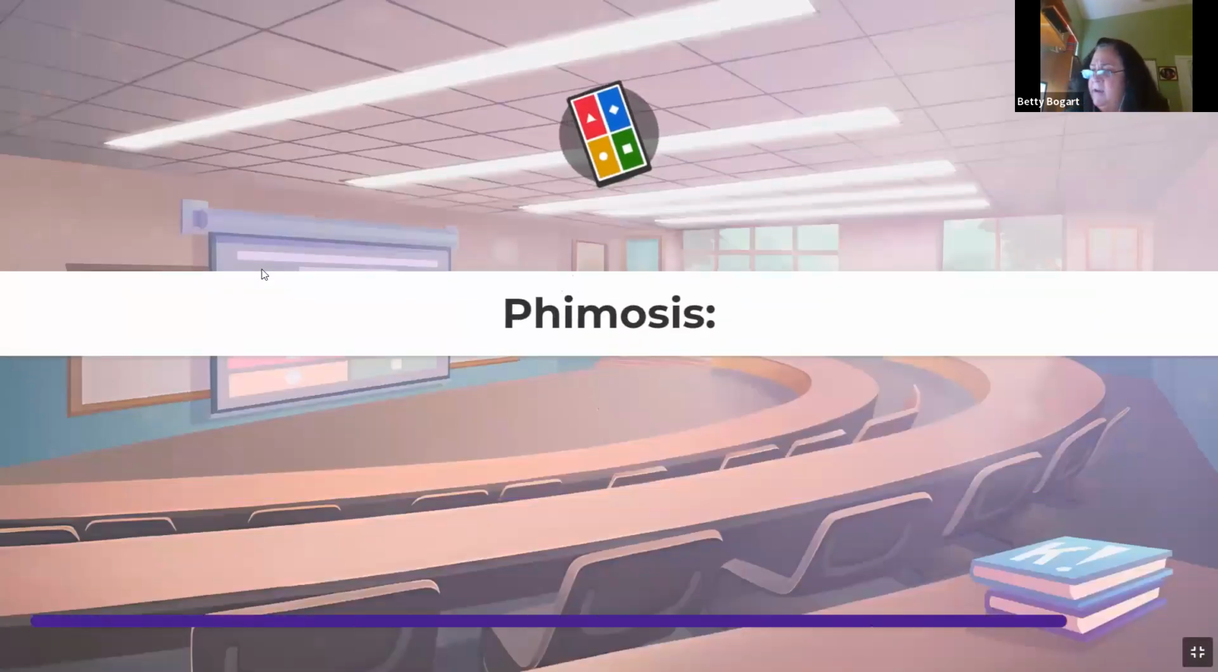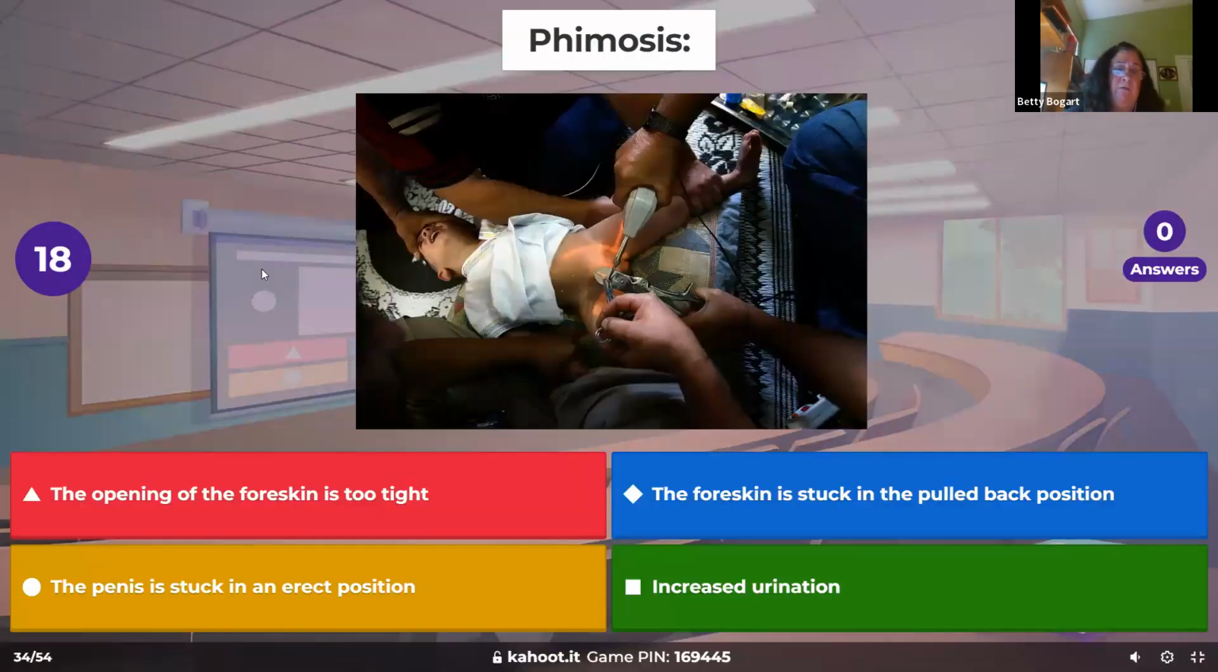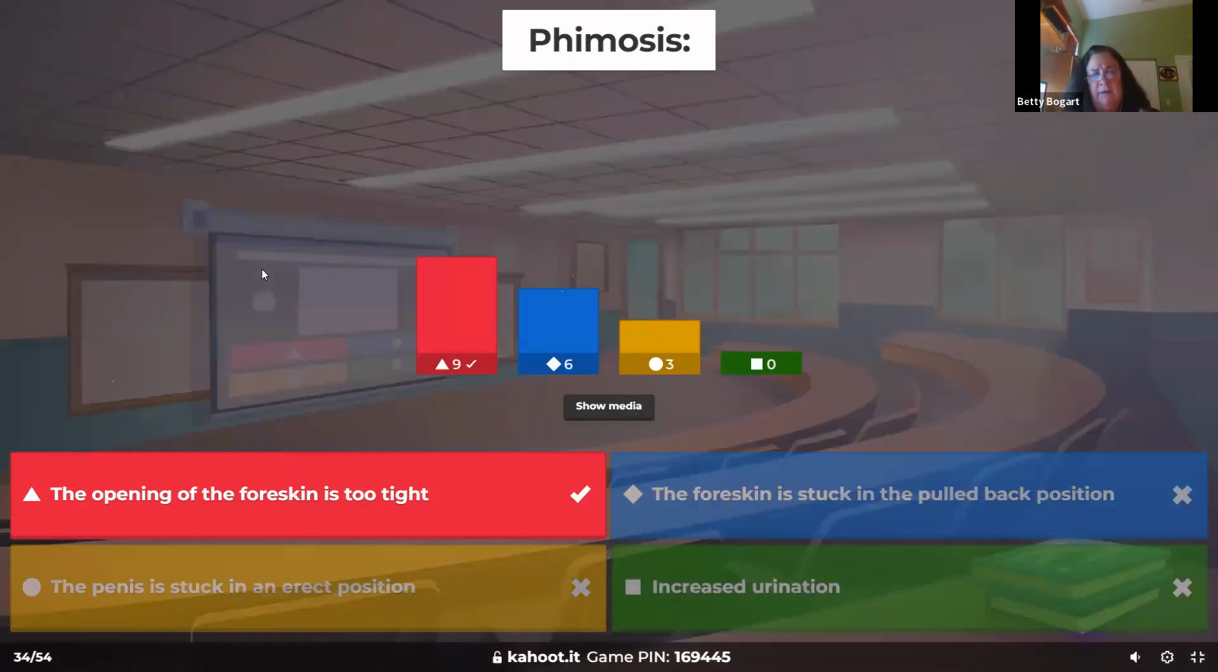Phimosis, something I didn't discuss, but I would tell you now. So one of the things I told you about is urinary tract infections in males. And one of the things that I said is that mothers have a hard time sometimes pulling back the foreskin of their male infants. Sometimes what happens is that foreskin is so tight, you can't pull it back.